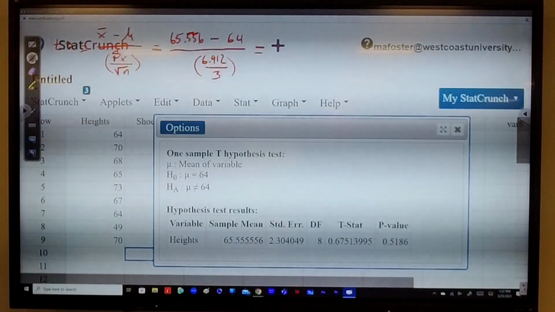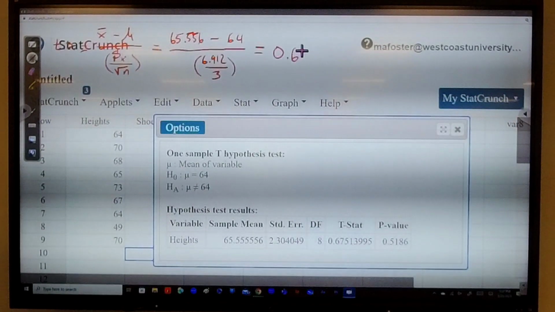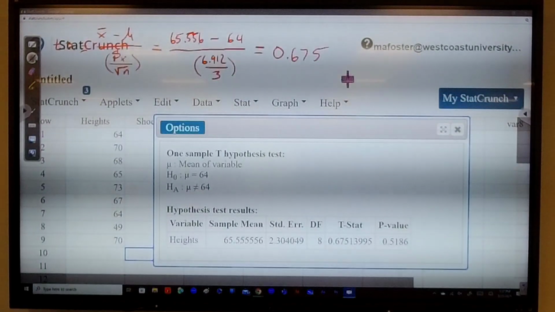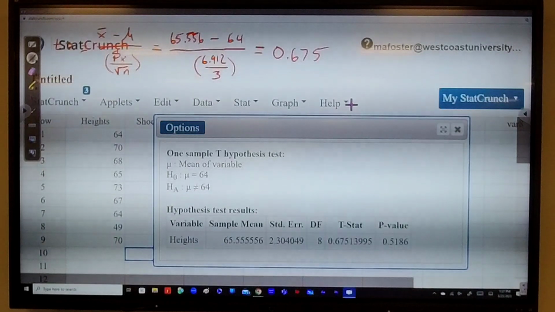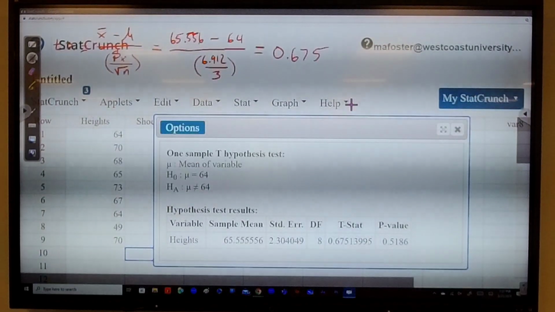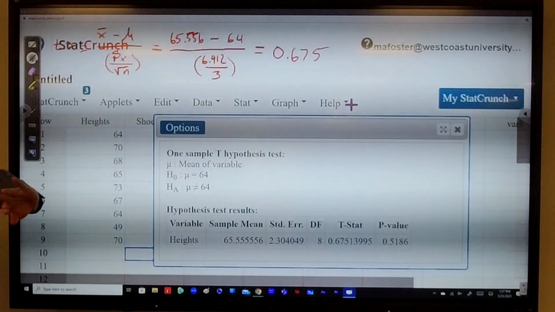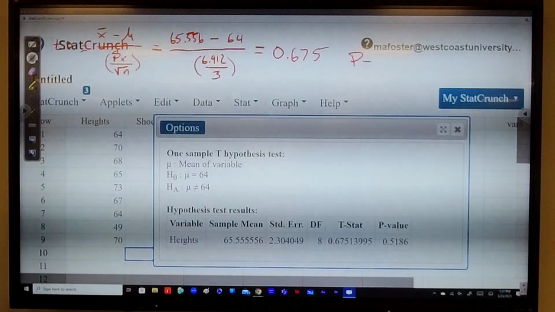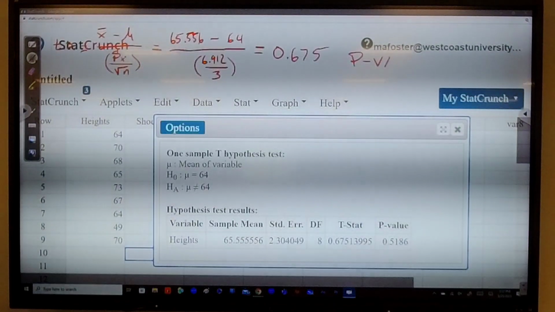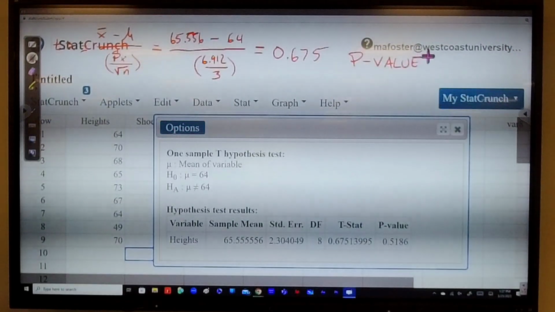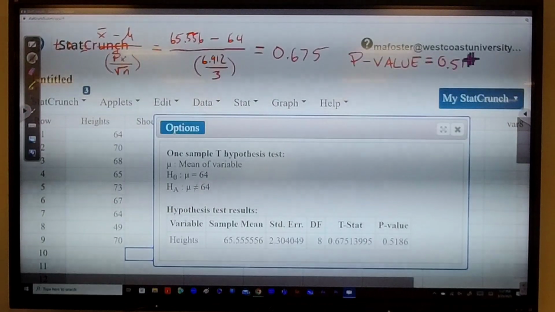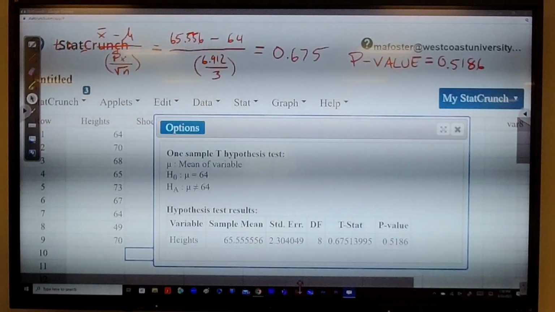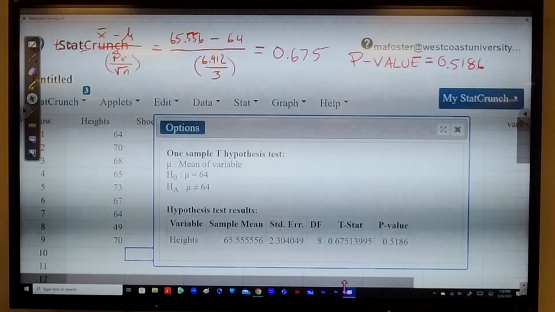So my test statistic is 0.675. 0.675 is really close to 0, so our p-value naturally is going to have a lot of area. You only get a small p-value if your test statistic is far from 0. So having this big of a p-value, what's going to happen? What is the outcome of our test?